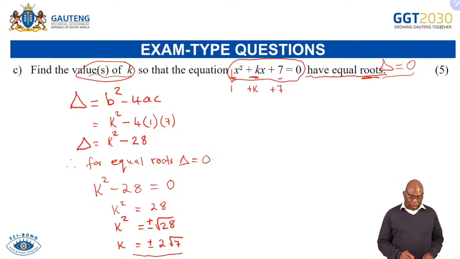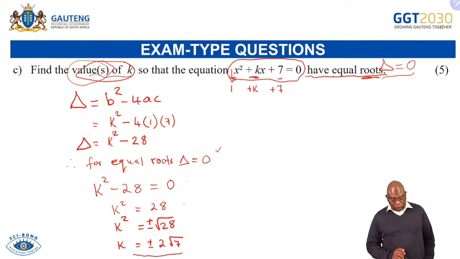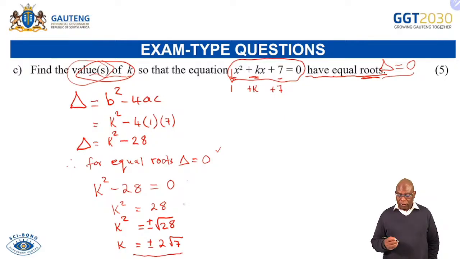So in other words, you can see they trick you there. They said, find the value or values. So I must check whether it's a value or values. In this case, it's values, 2 of them. It's plus 2 root 7 and minus 2 root 7. Those are the 2 answers that they're looking for. So the 5 marks will be for substitution there, equating that to 0, then simplifying that and also writing the 2 answers at the end. Okay.